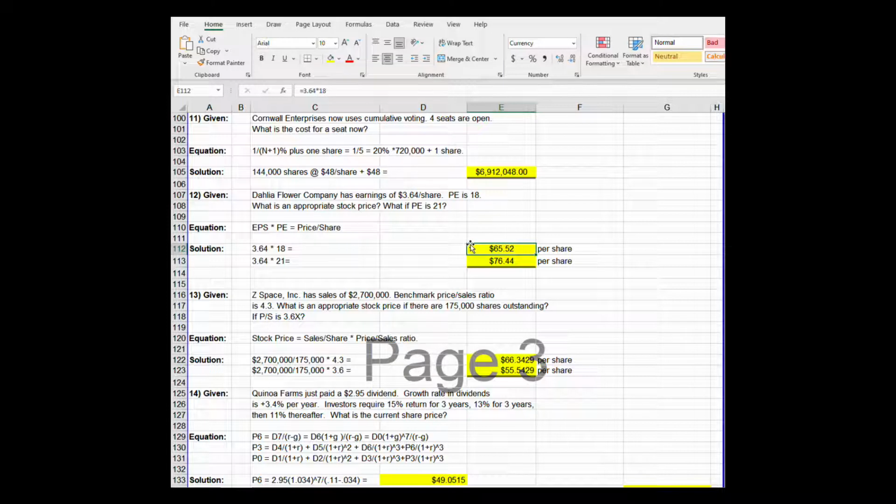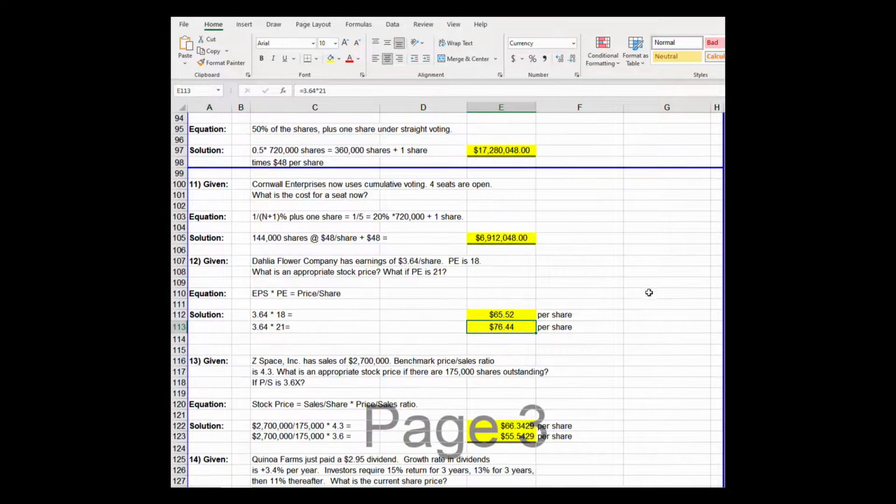So if the PE is 18, I take earnings per share times price to earnings. Earnings cancel out, and I get a price per share of $65.52. 3.64 times 18. At a PE of 21, the stock price goes up to $76.44 per share. And there are your answers to problems 10, 11, and 12.